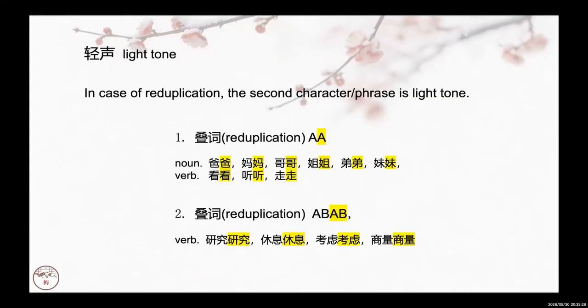Okay, the last slide for today's class. When do we pronounce light tone?